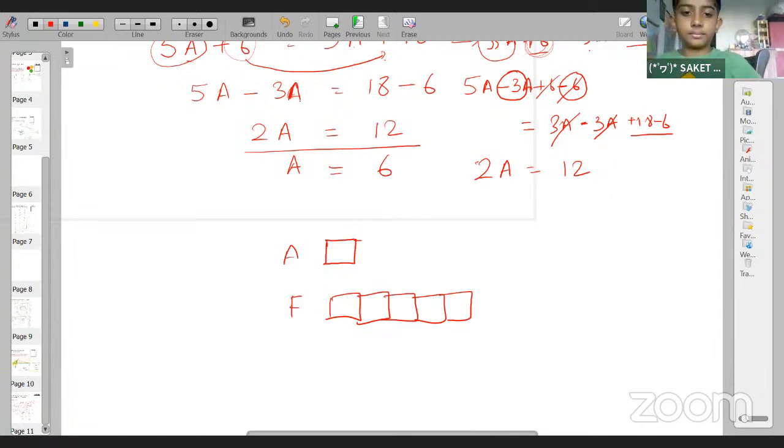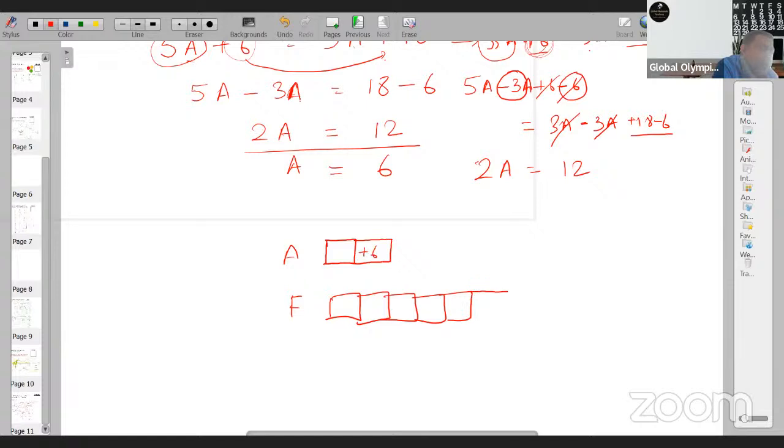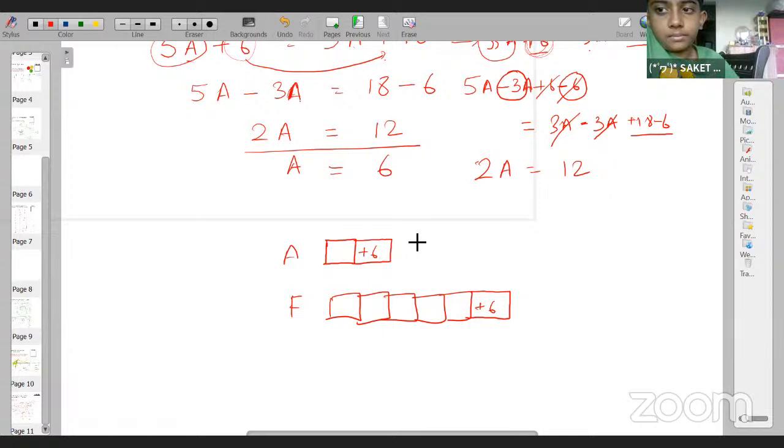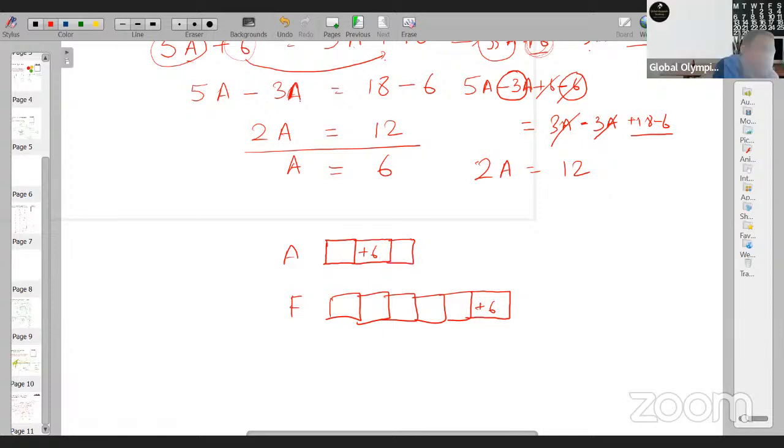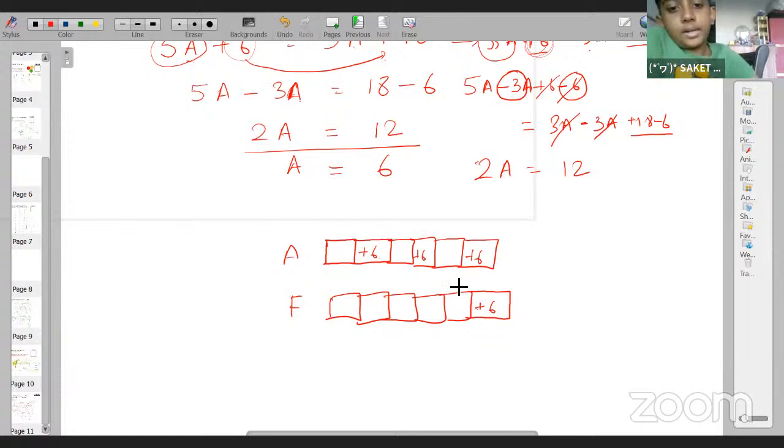Now let's say I add a 6 to it, and I add a 6 on this side also. What is the new relationship? This is 3 times this, correct? Yes. So I will make 3 of this. I will make another box and another 6, another box and another 6. Now it became 3 times of itself. These two are equal.